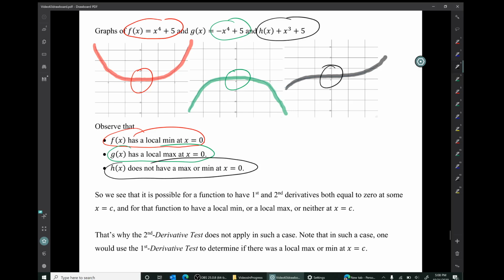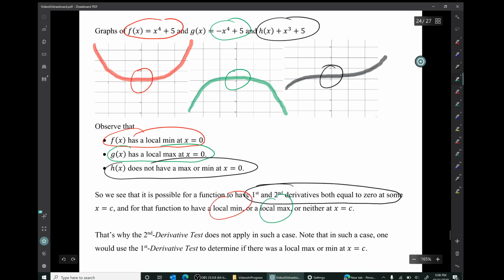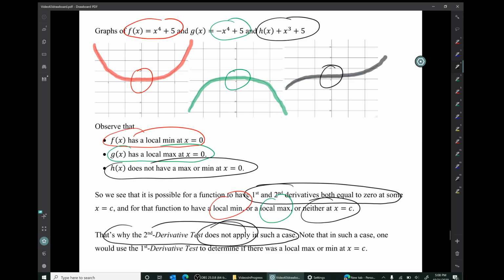So it's possible for a function to have first and second derivatives that are both equal to 0, and for that function to have a local min, or to have a local max, or to have neither at that x value. So that's why the second derivative test does not apply in such a case. So what would you do in such a case? Well, you'd use the first derivative test to figure out if there's a local max or a local min at that x value.